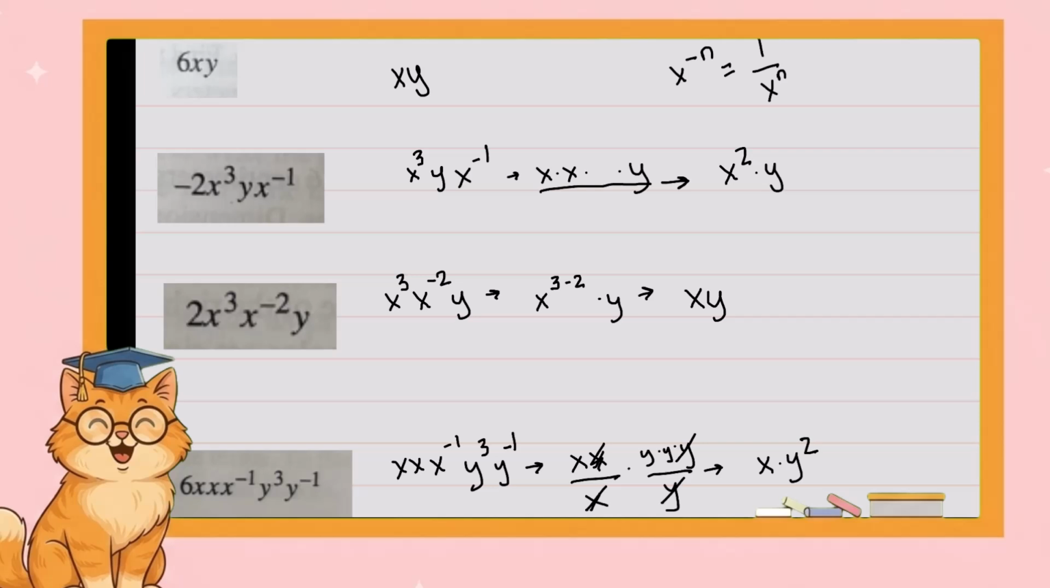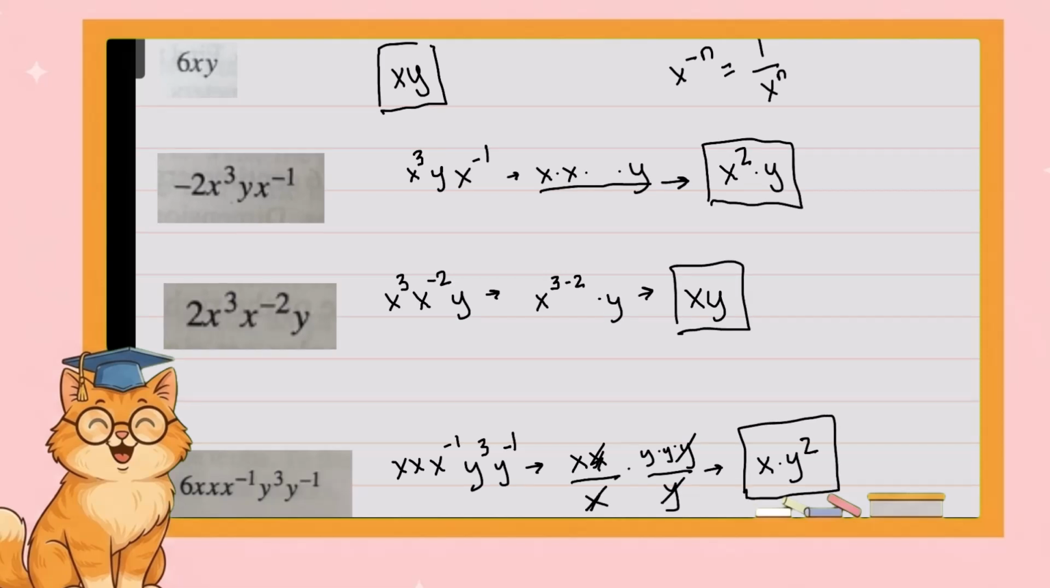And now that we're looking at like terms, we'll just box our results from each one of these. So in our first example, we have xy. In our second example, we've got x squared times y. Third, we've got xy. And our fourth one, we've got x times y squared.